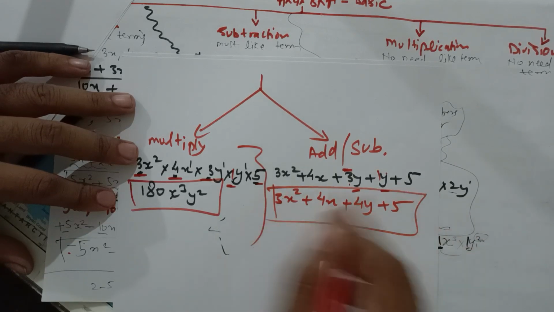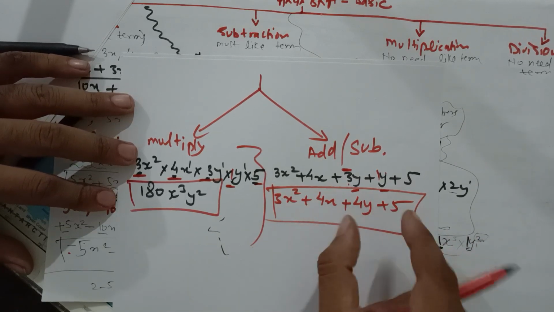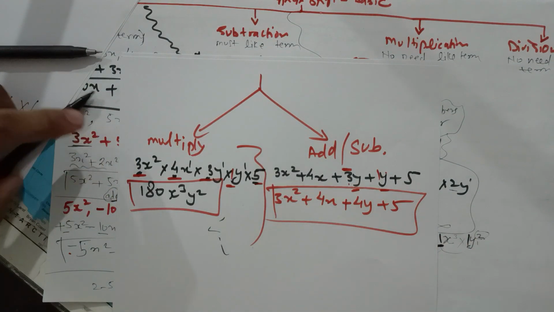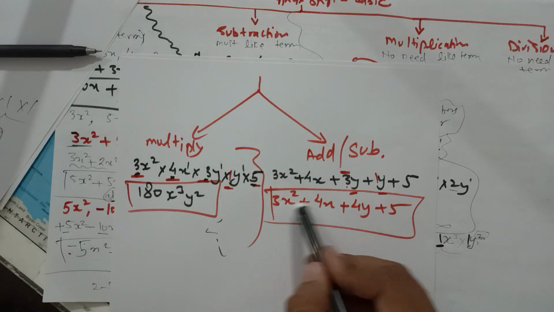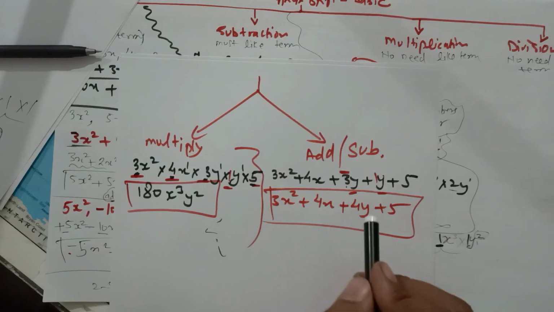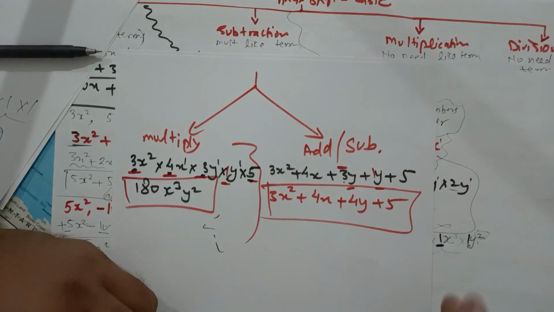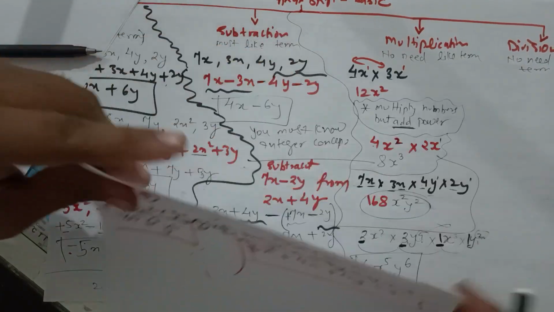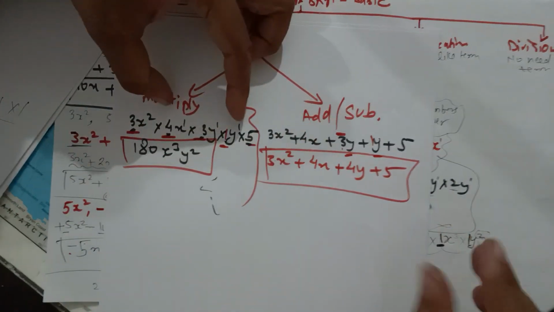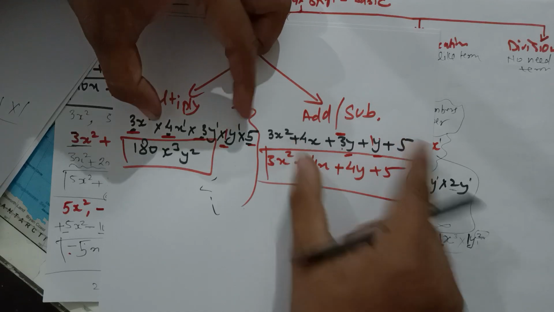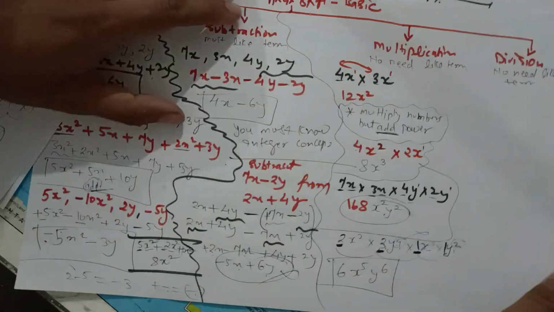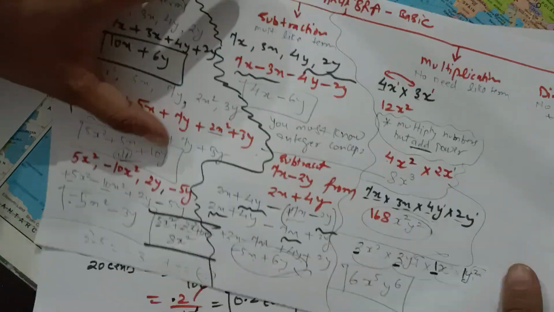And this cannot be simplified further, because this is your final answer, because these are all unlike terms. See, here is x square, here is x, here is y, here is only 5. In unlike terms, addition and subtraction is not possible. This is the best example, because I have taken the same numbers. So did you get it in multiplication as well as addition and subtraction?